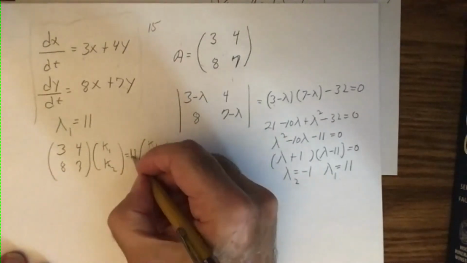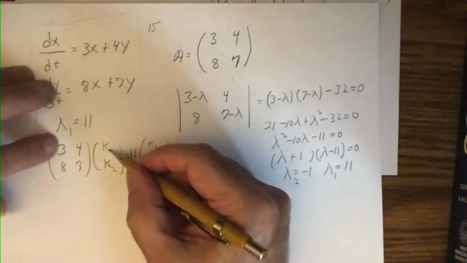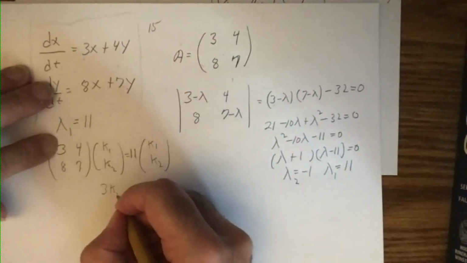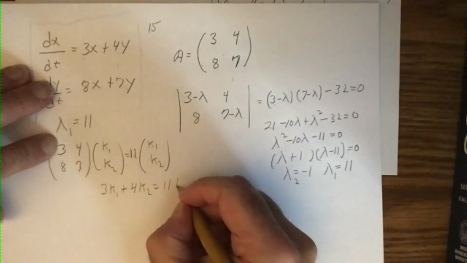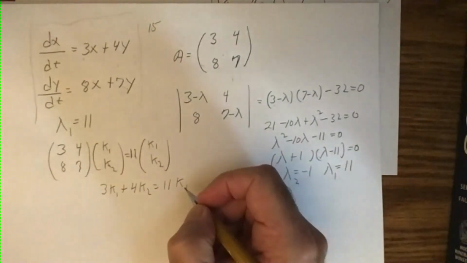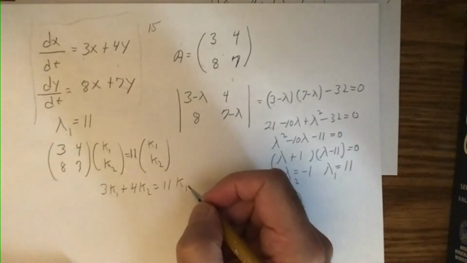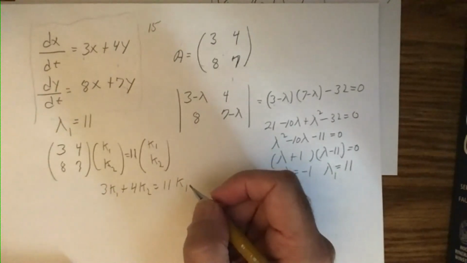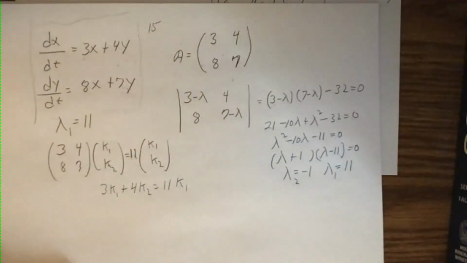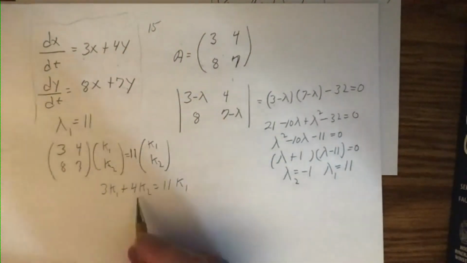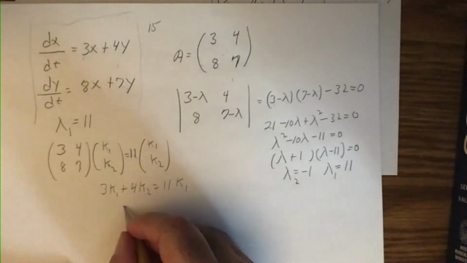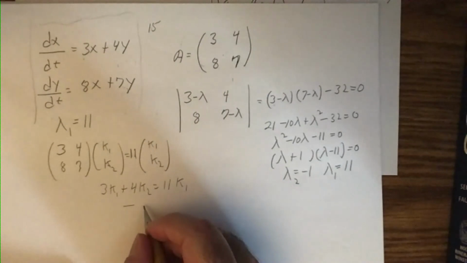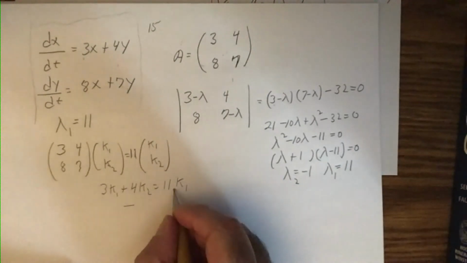So here's 11. So let's see. So this times this, I'm getting 3k1 plus 4k2 is equal to 11k1. All right. So let's see. So this, I can write this as 8. Let's see. This would be minus, if I bring this over to here.